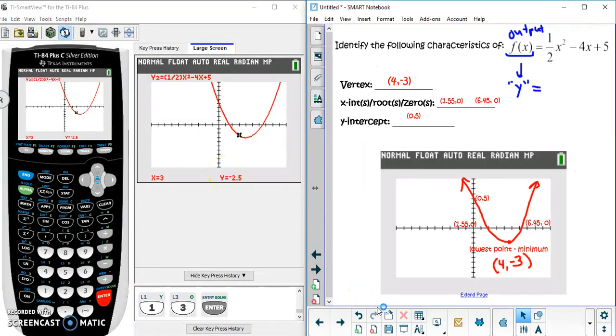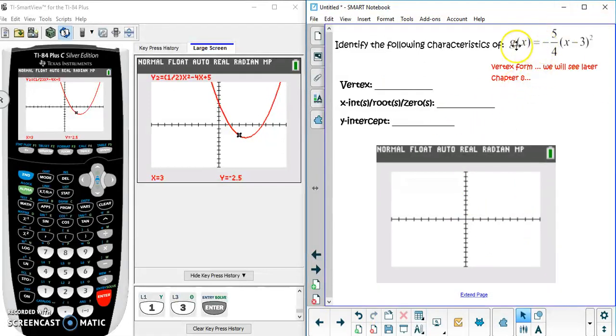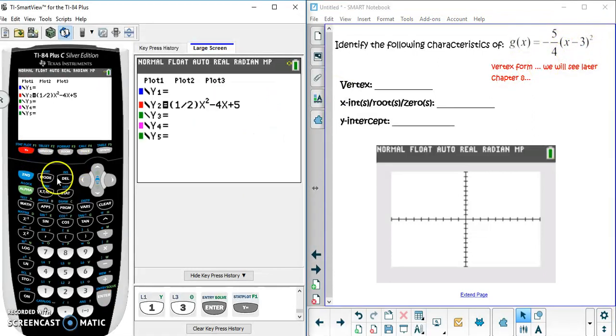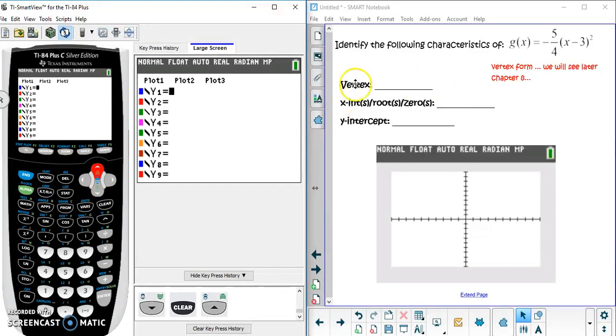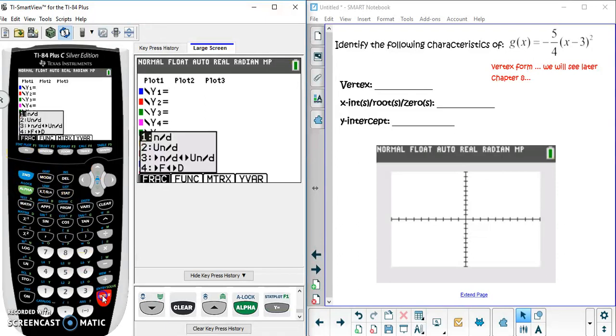So our last example for today is just another example here. What we notice about this parabola is it's in a weird form. We're not really super used to this. It's called vertex form. We're going to see that later in our chapter. But it's good to do right now because we don't know how to work with it, but we can still find all these things. Let's go ahead and type it in. I'm going to use the fraction method.